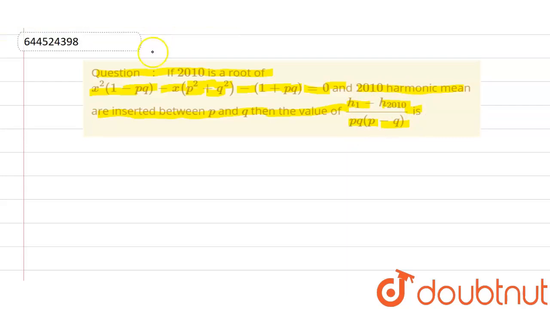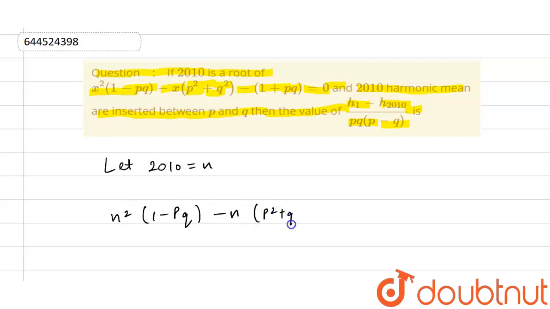First of all, in the equation it was given that 2010 is the root of this equation. So this 2010 will satisfy this equation in the place of x. So let 2010 equal n. So this n will satisfy this equation. So we get n square (1 minus pq) minus n (p square plus q square) minus (1 plus pq) equal to 0.